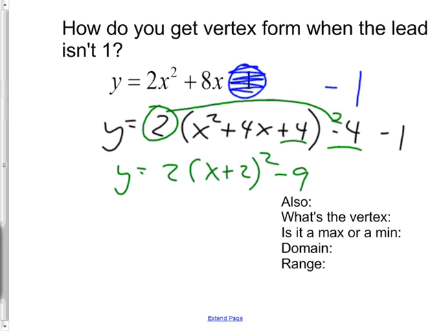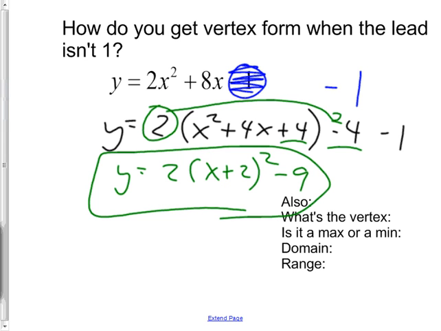-9. And that makes sense because we already figured out the vertex on this puppy before, and it was -2 comma -9. Actually, maybe we didn't on this exact problem. My bad. It was something similar to this. Was it the same? Yeah, this one. Okay, cool. All right, so that's vertex form.